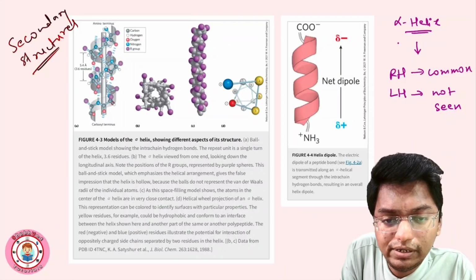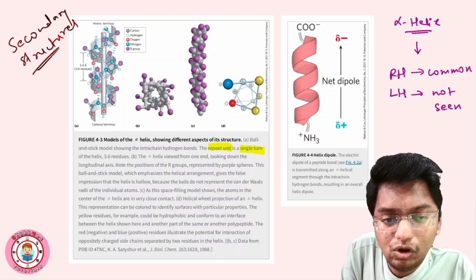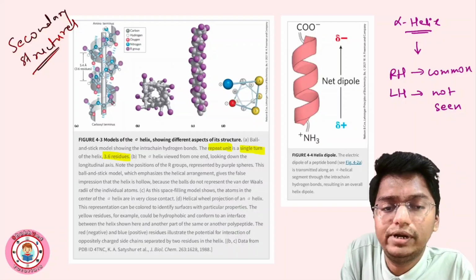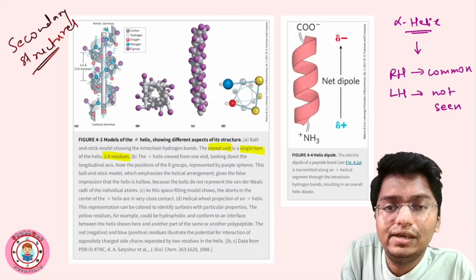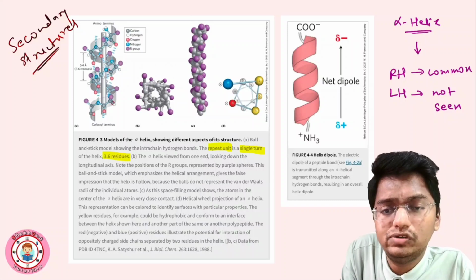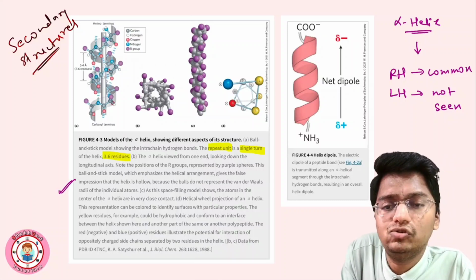Now from this, very important: the repeat unit. See, it is written here. The repeat unit is a single turn of helix with 3.6 residues. Okay, ये important है. बाकी ये पूरा रीड करना, ये सब कुछ रीड करना है. नीचे का जो इंफॉर्मेशन है, this of every picture you should read.